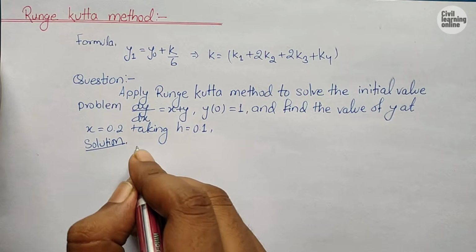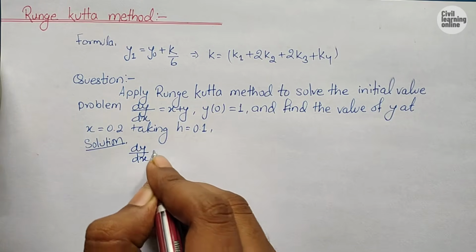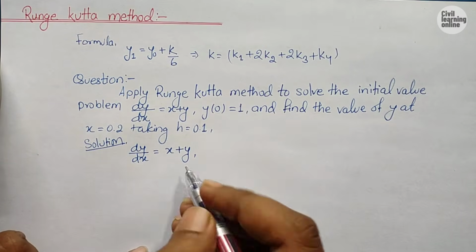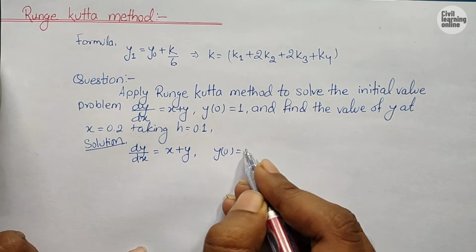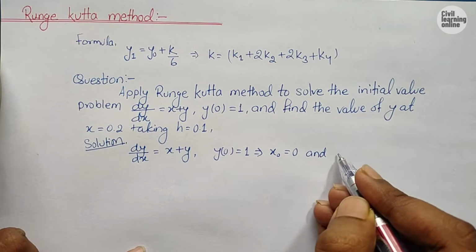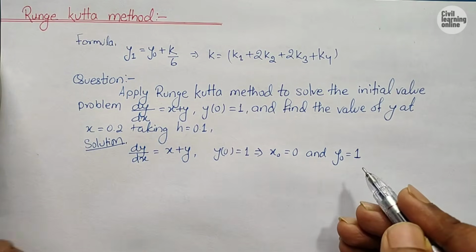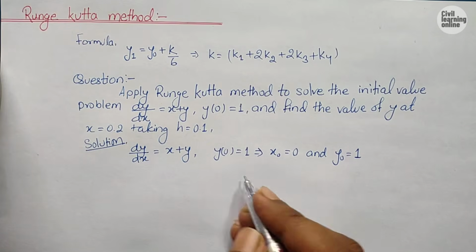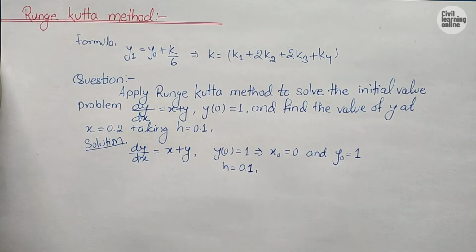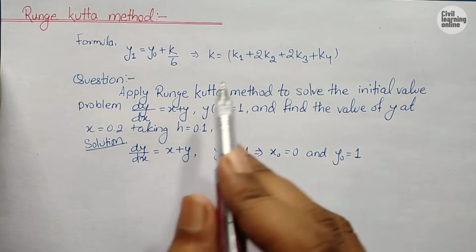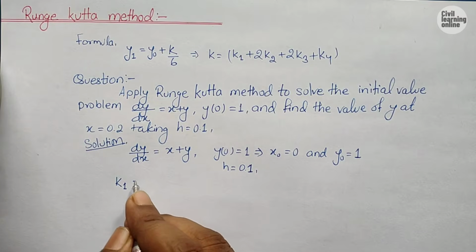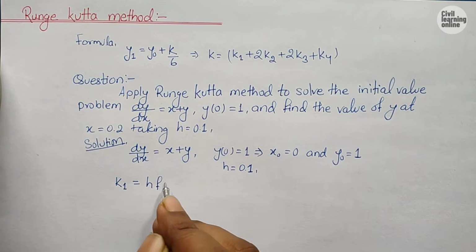and we are given dy upon dx equals x plus y, and guys, we have y0 equals 1. It implies x naught equals 0 and y naught equals 1, and also we have h equals 0.1, and we will find the value of k1, k2, k3, k4 one by one.